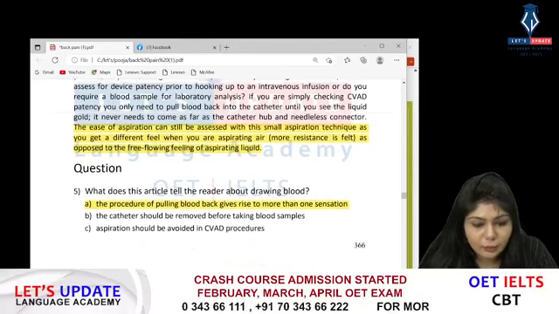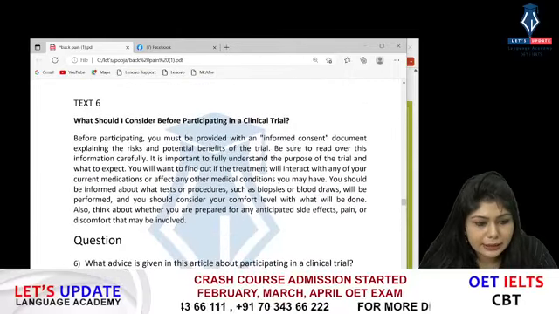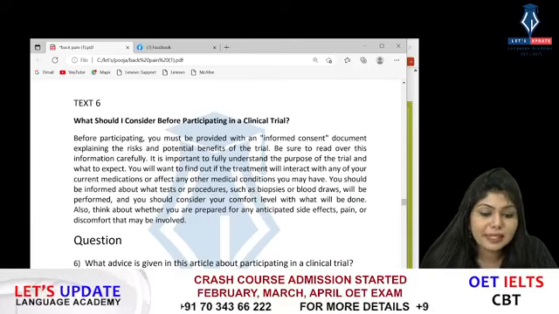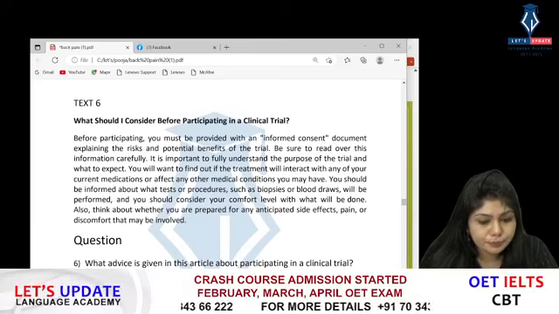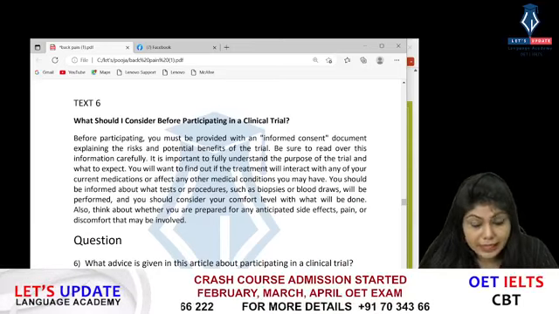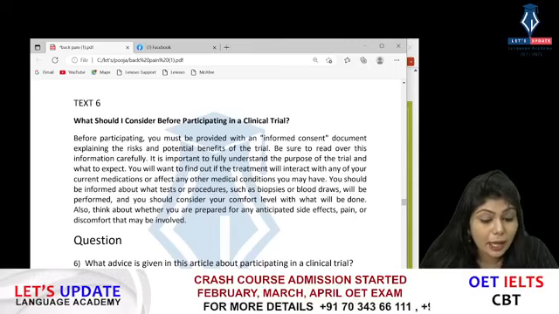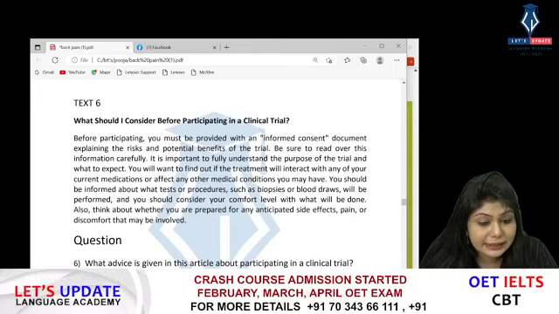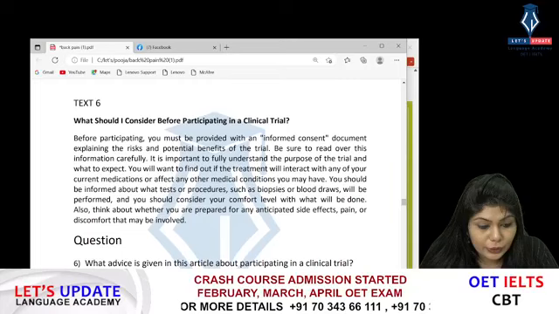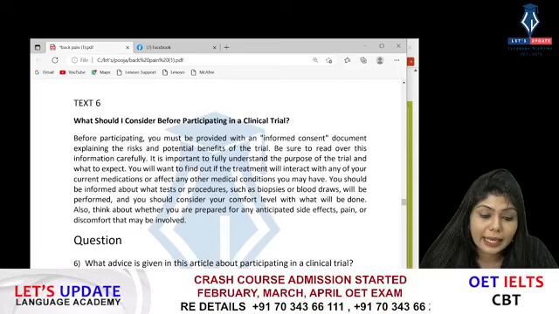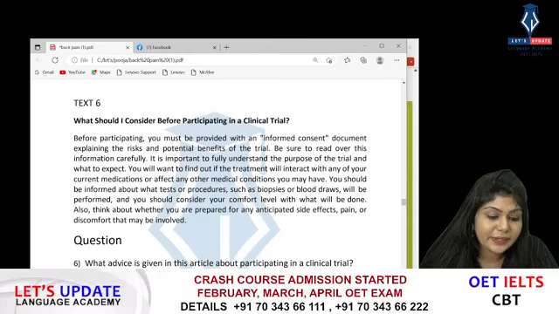So now we'll move to extract number 6. The heading is, what should I consider before participating in a clinical trial? And the question is, what advice is given in this article about participating in a clinical trial? So I'll give you a minute to read the extract and come up with your choice of answers in the comment section of FB.